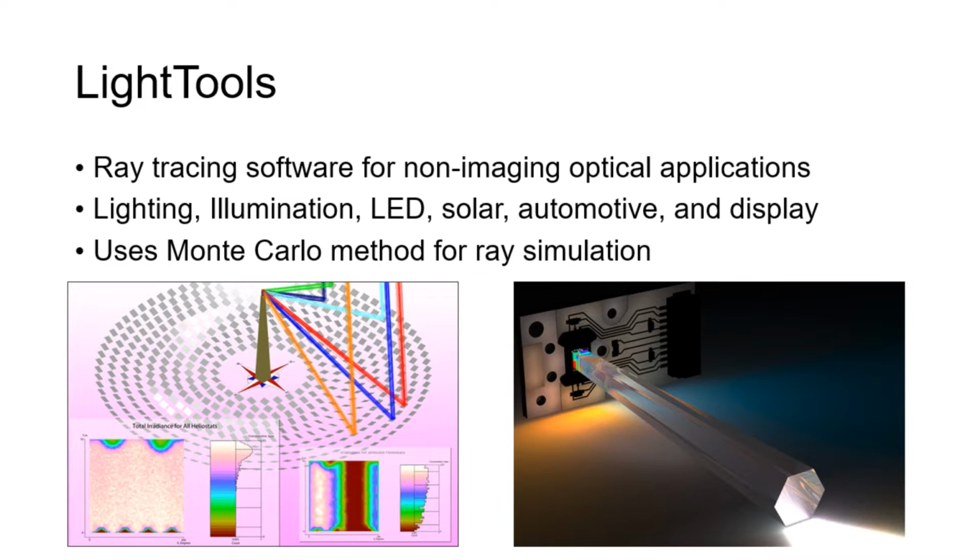The image on the left is an example where you have a bunch of mirrors focusing the solar energy onto the tower, which then uses the heat to generate electricity.